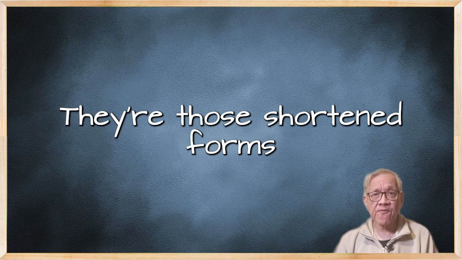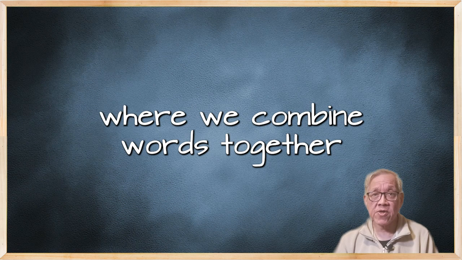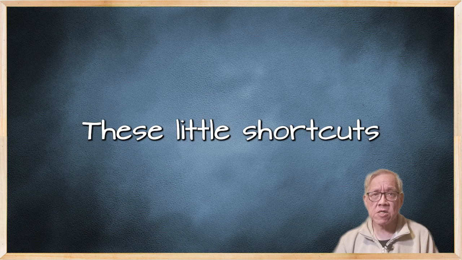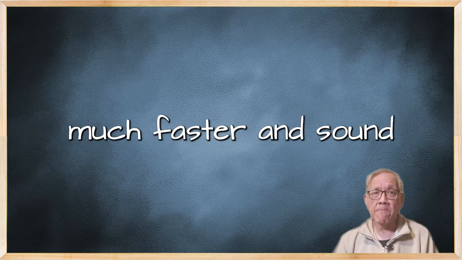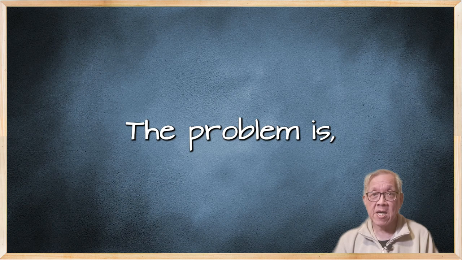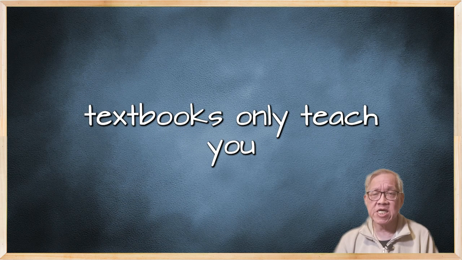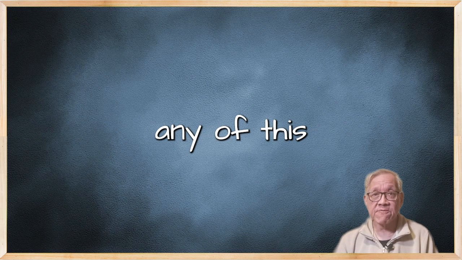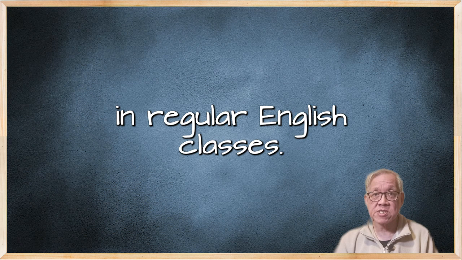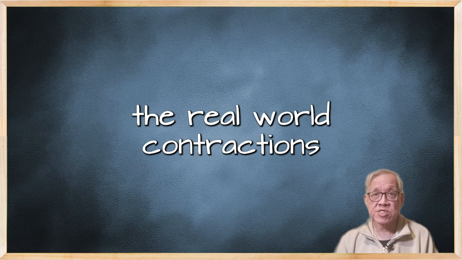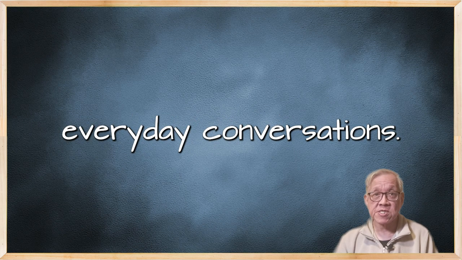They're those shortened forms where we combine words together, like don't instead of do not. These little shortcuts make English flow much faster and sound way more natural. The problem is, most English textbooks only teach you the basic contractions, so you never get taught any of this in regular English classes. Sure, they show you common ones like I'm and don't, but they leave out the real-world contractions that fill everyday conversations.